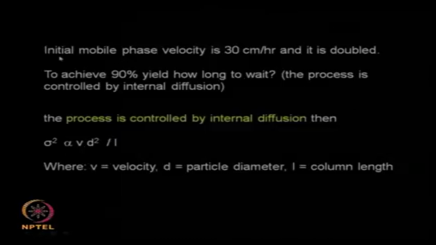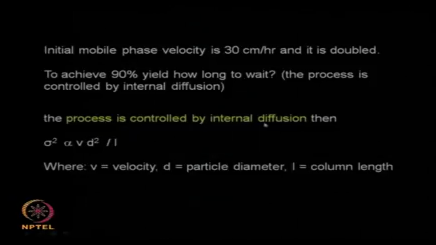Okay. So initially my mobile phase velocity is 30 centimeter per hour, now I am doubling it, that means it becomes 60 centimeter per hour. So I want to achieve this 90% yield. Now how long do I wait? Now the controlling mechanism is internal diffusion, the process is controlled by internal diffusion. So if the process is controlled by internal diffusion, anyway sigma square is going to change, or the standard deviation is going to change, or the width of these peaks are going to change, right.